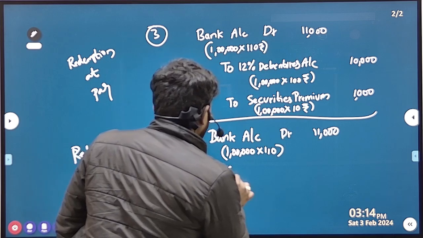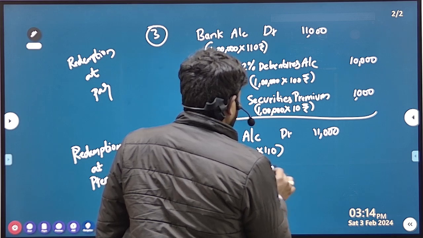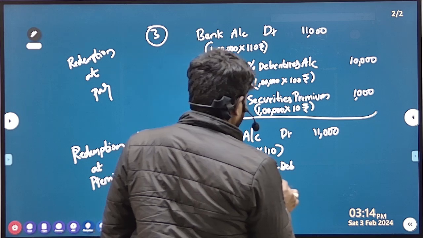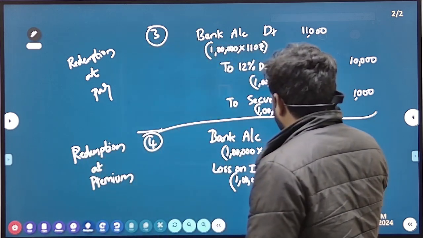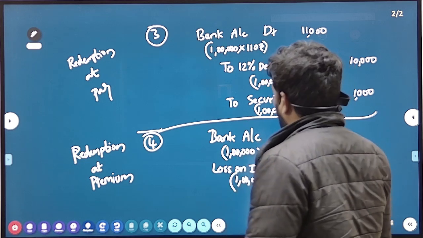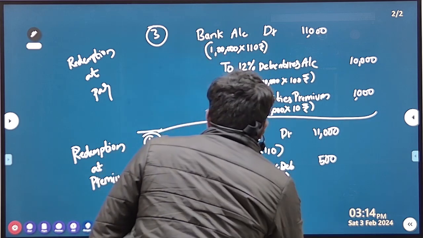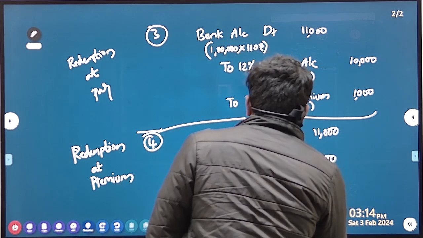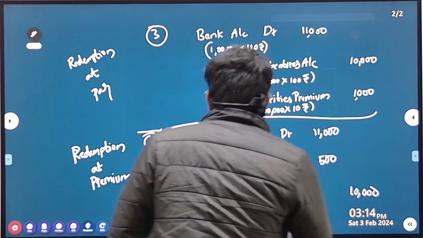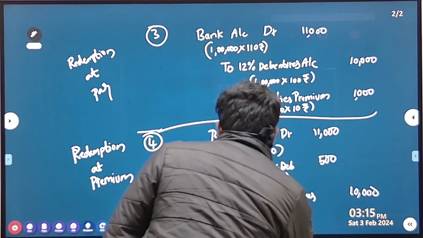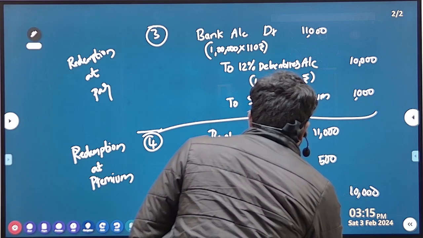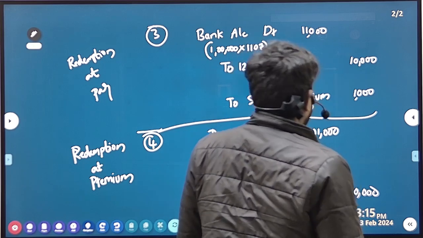Now loss on issue of debentures. How much? 1 lakh into ₹5. Yes, 5 lakhs, in thousands 500. Okay, now to 12% debentures, how much? Same, 10,000. To securities premium, how much is it? ₹10 into 1 lakh is 10 lakhs. In thousands it is 1,000.